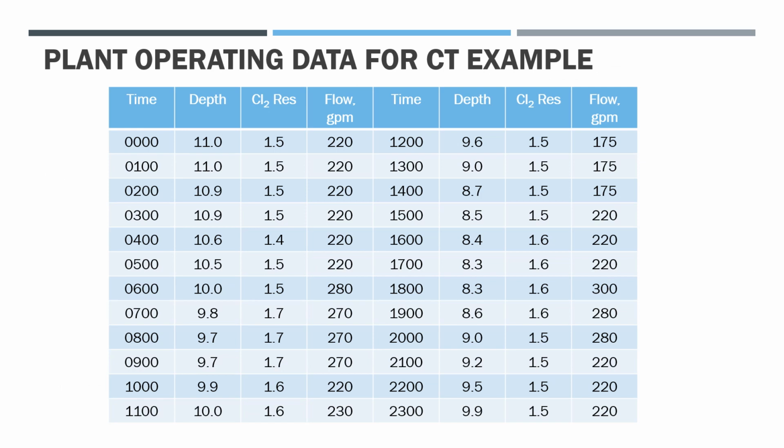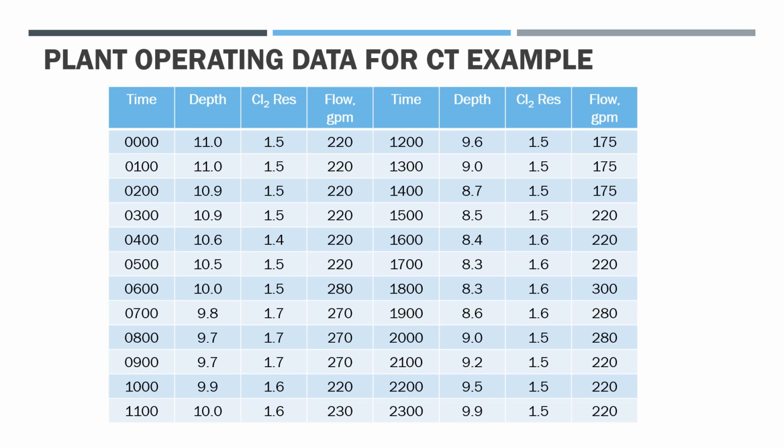So to do the calculation, we have to look at the operating data to determine what the lowest CT value was for the previous 24 hours. So the superintendent would come in and look at this table and see that for each hour, the operators had made their rounds and recorded the depth and the chlorine residual and the flow rate going through those basins. So every hour starting at midnight, 0100 hours, you see that the first reading was taken at 11-foot depth, chlorine residual of 1.5 milligrams per liter, flow rate of 220 gallons per minute.